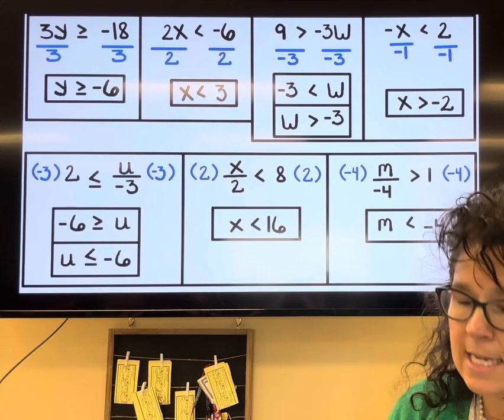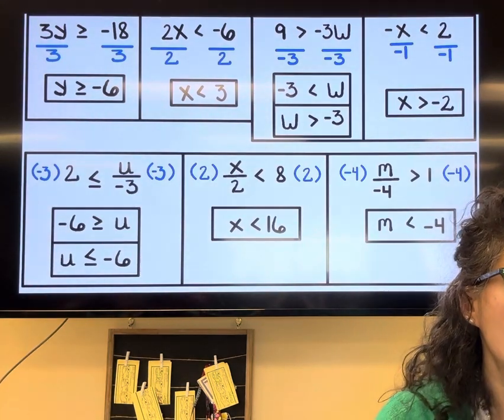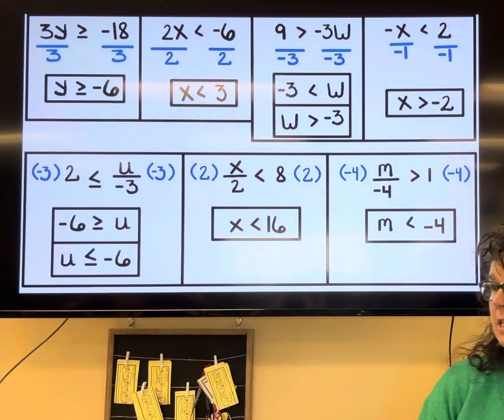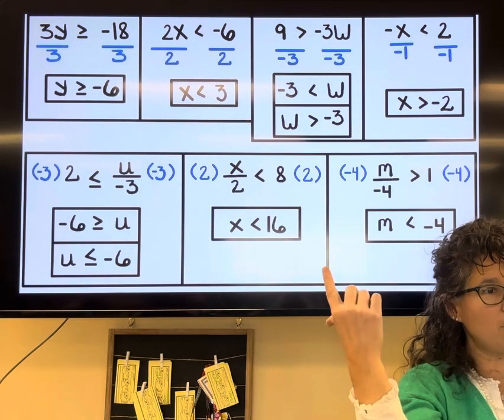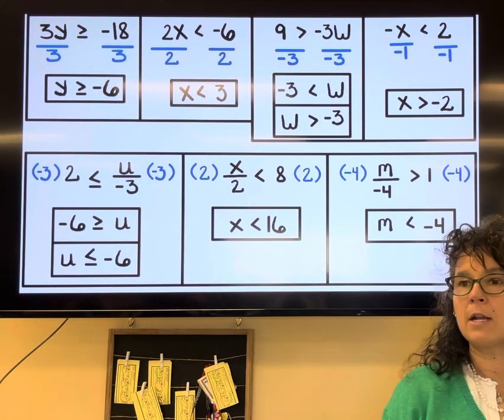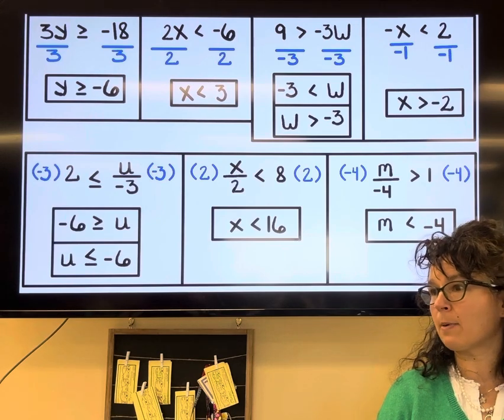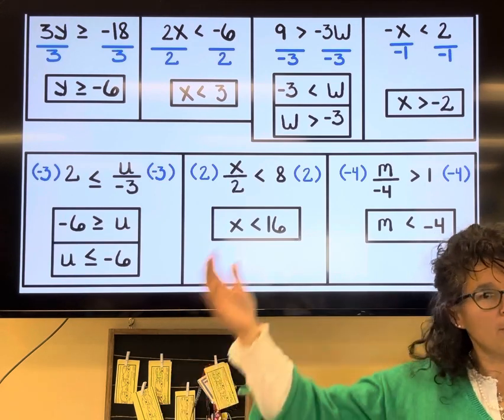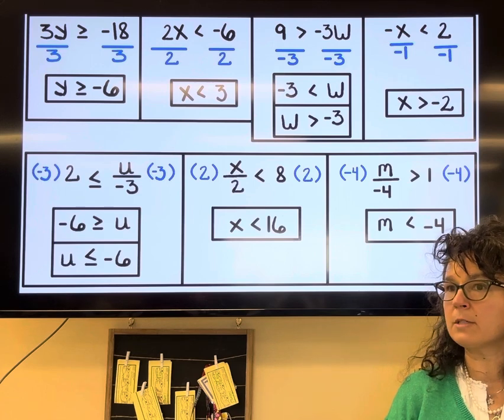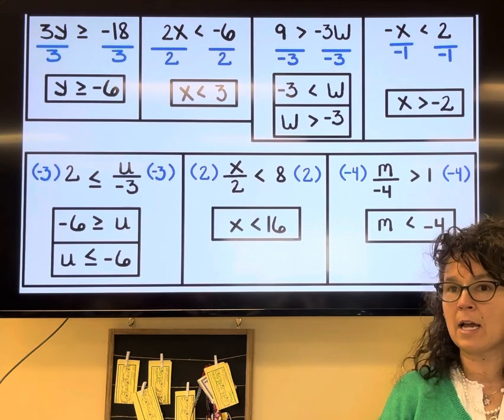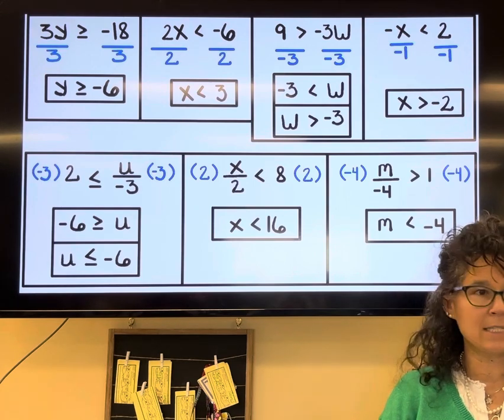So your main idea is if you multiply or divide both sides by a negative number, then flip over the inequality. But if you multiply or divide both sides by a positive, or from our previous problems, if you add or subtract from both sides, the inequality does not flip over.